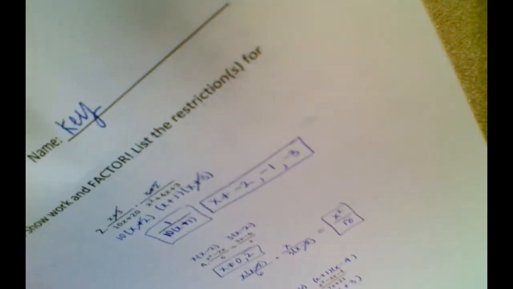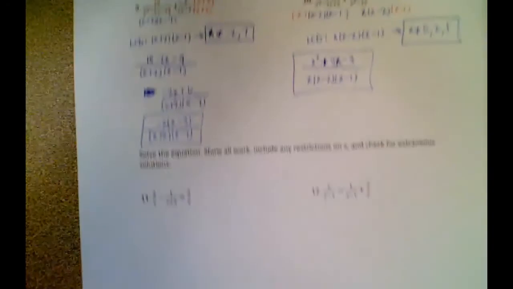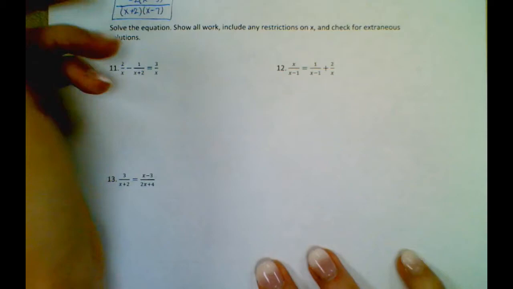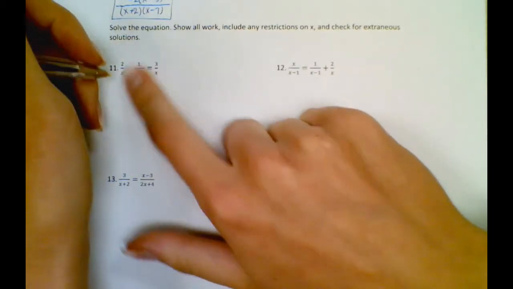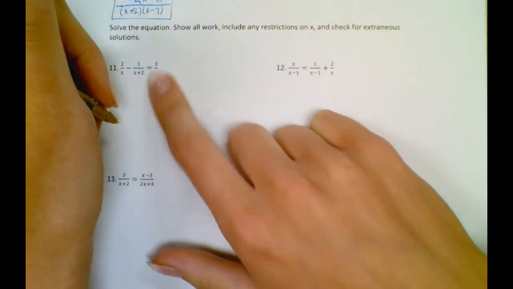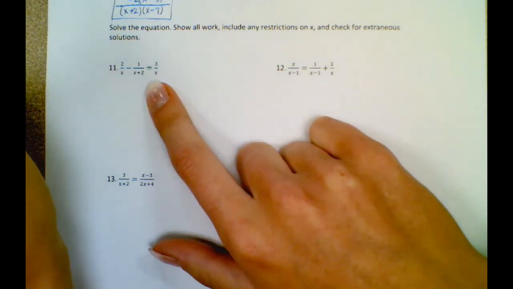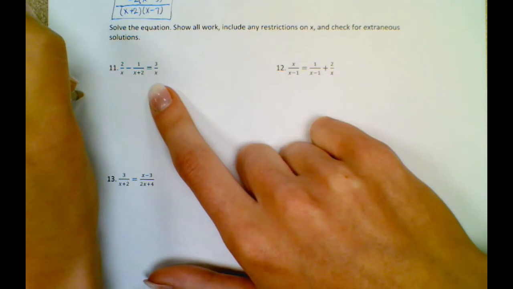Okay, real quick, I just want to check something really fast. Alrighty. Okay, yep, we're good. Alrighty, so here we go. Number 11. Remember, our goal is to get rid of the denominator on these. So goal, get rid of your denominator. So we have to multiply everything by the least common denominator. So let's find that first.